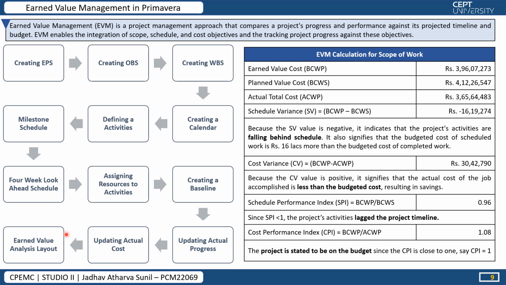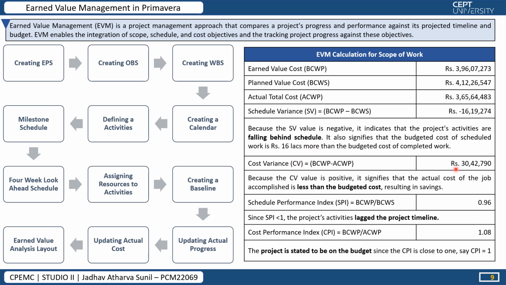finally performing the earned value analysis layout. After performing the earned value analysis layout, the earned value cost which we got is rupees 3 crore 96 lakh 7,000, and the planned value cost which we got is 4 crore 12 lakhs. The actual total cost which we got is 3 crore 60 lakh. The schedule variance is negative. As the schedule variance is negative, it indicates that the project activities are falling behind schedule.